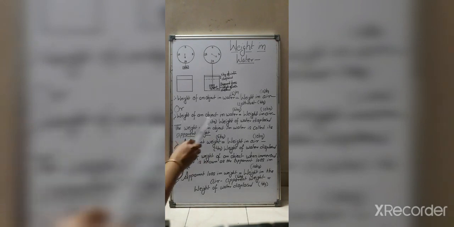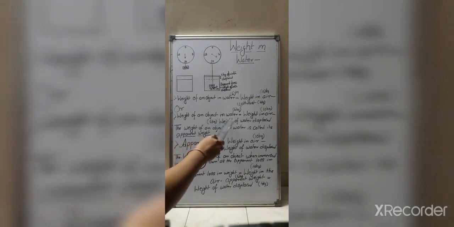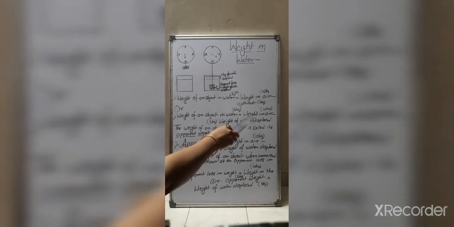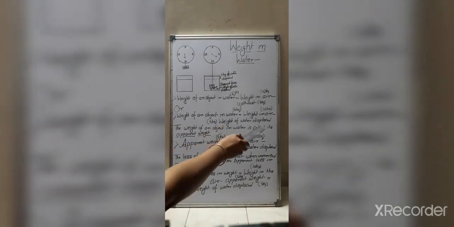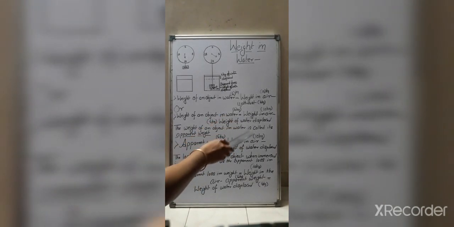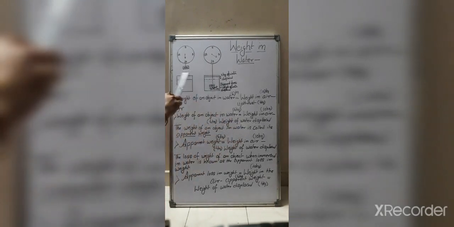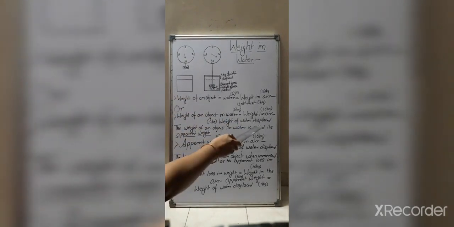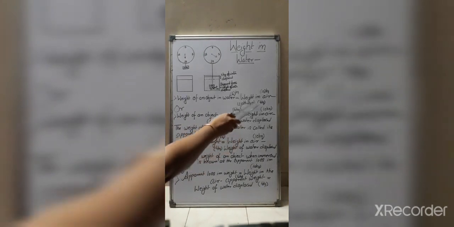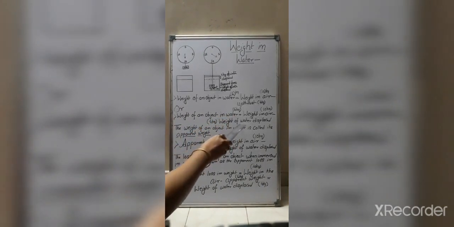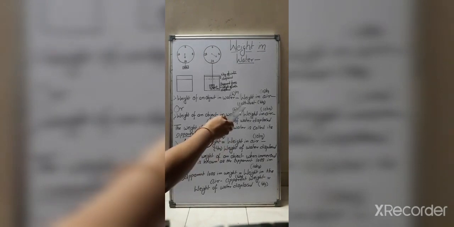Or weight of an object in water is equal to weight in air minus weight of water displaced, which is the same as upthrust. So weight in air is equal to 10 kg and weight of water displaced will be again 4 kg, because weight of water displaced is equal to upthrust.